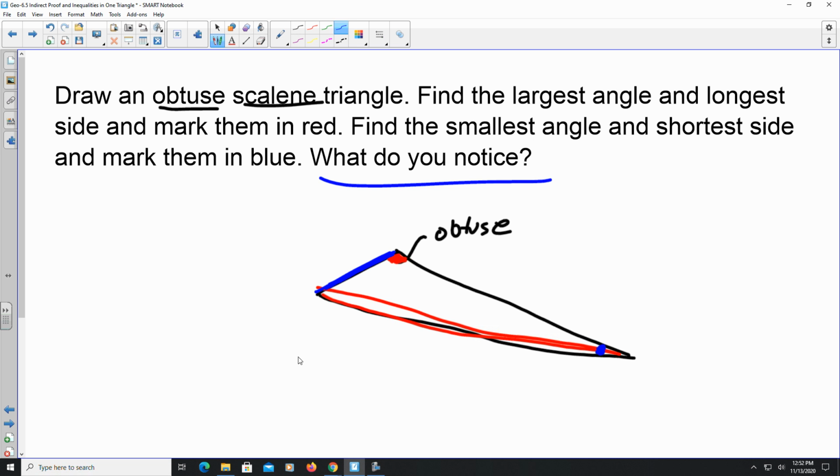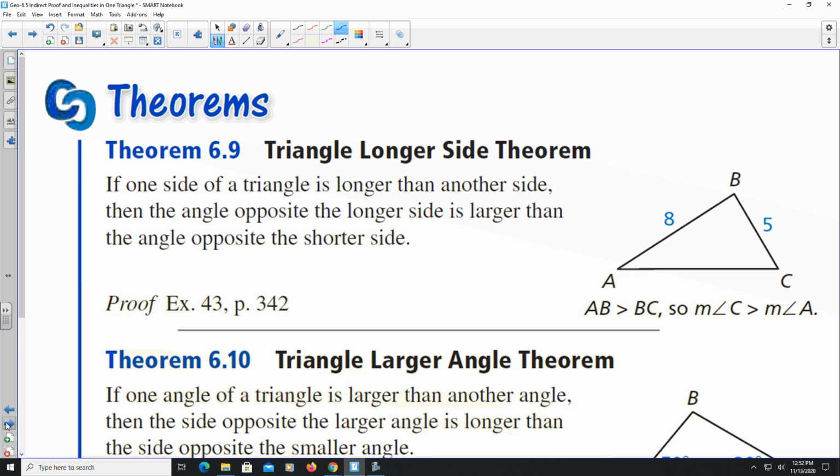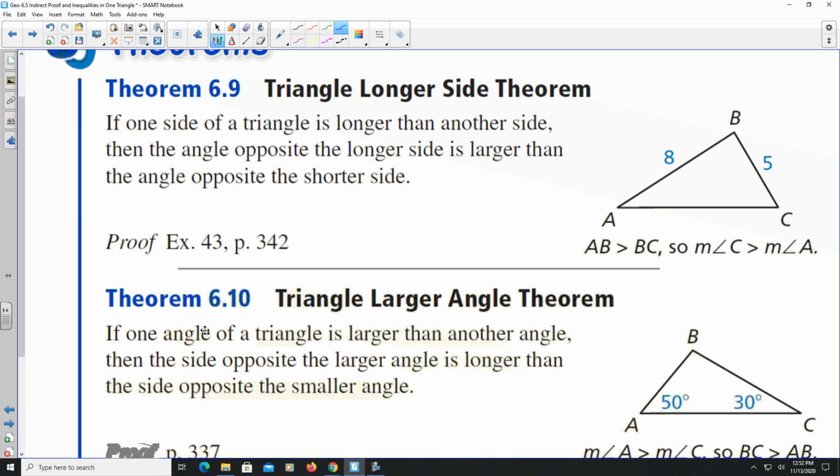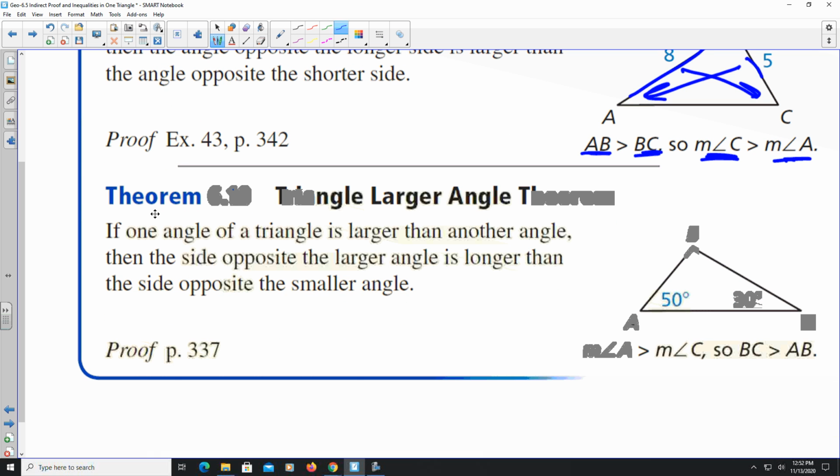Well, we have a theorem that proves that. It is called the triangle longer side theorem. If one side is larger than another, we can then say that the opposite angle is going to be larger than the angle opposite the smaller side. Here it says since AB is greater than BC, we can conclude that the opposite angle C will be larger than the opposite angle A in this particular triangle, and vice versa. If one angle is larger than the other, say angle A is larger than angle C, we can then say that the opposite side, BC, is going to be larger than the opposite side, AB.